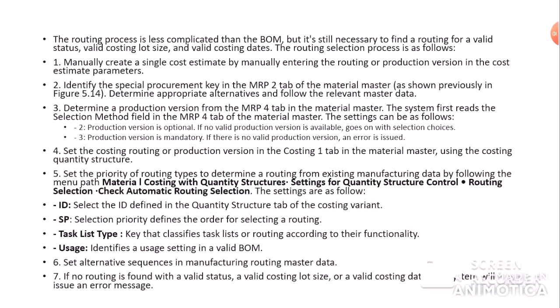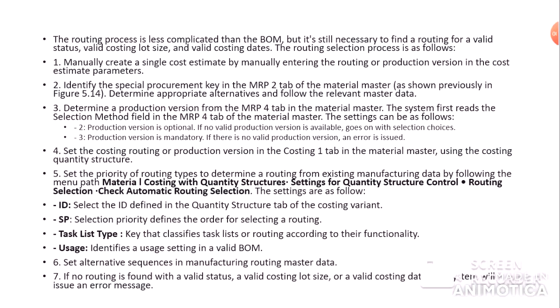The routing process is less complicated than the BOM, but it is still necessary to find a routing with valid status, valid costing lot size, and valid costing dates. The routing selection process is as follows. Manually create a single cost estimate by manually entering the routing or production version in the cost estimate parameters. Identify the special procurement key in the MRP2 tab of the material master as shown previously in figure 5.14. Determine appropriate alternatives and follow the relevant master data. Determine a production version from the MRP4 tab in the material master.